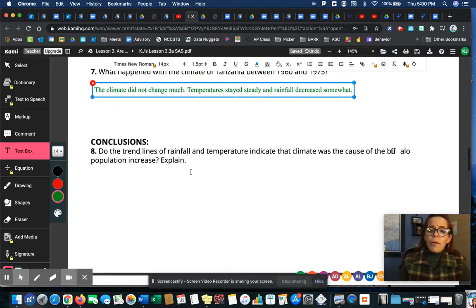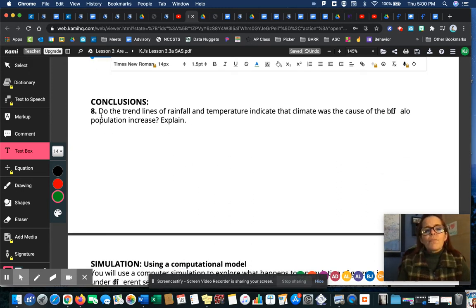So here's our question, wrapping it all up, drawing a conclusion. Do the trend lines of rainfall and temperature indicate that climate was the cause of the buffalo population increase? And that would be a big fat no, they do not indicate that.